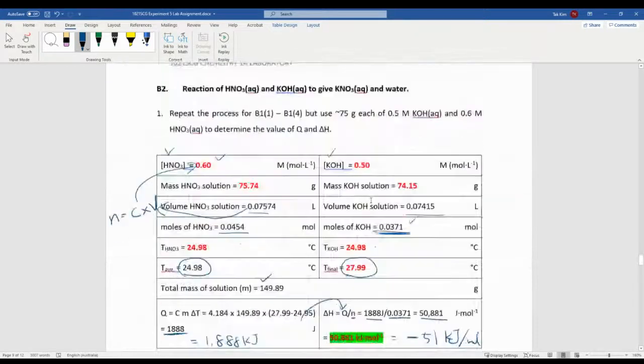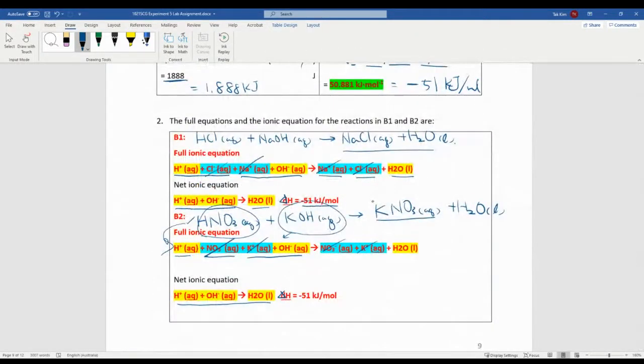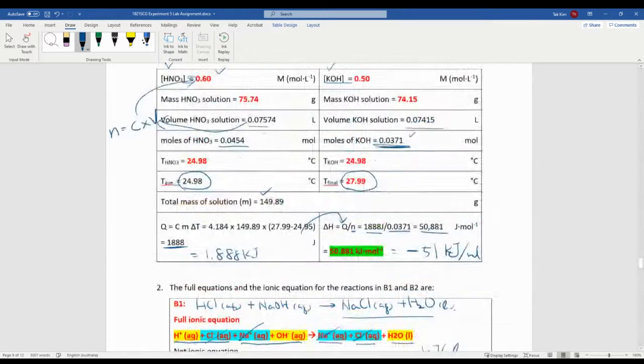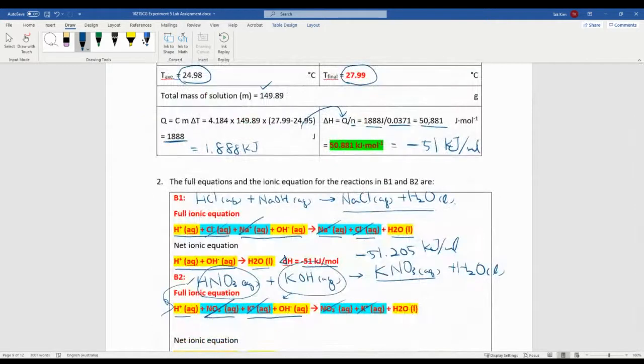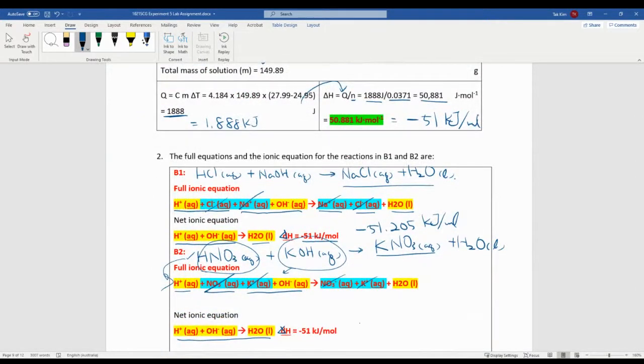Let's have a look at the actual numbers. So, yep, it was minus 51.205 kilojoules per mole. And then the second one was minus 50.881 kilojoules per mole. So when you look at these two numbers, they are quite similar, right? They are not exactly identical, but they are close enough to call it the same.